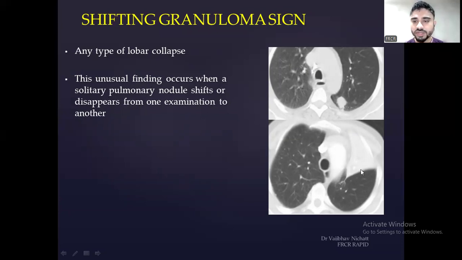So once you encounter any collapse, so this is a left upper lobe collapse. Now in this area, you cannot see any granuloma. The granuloma might be within the collapsed lung segment, or you can also see shifting of the granuloma. On the basis of the CT scan, it is difficult to identify where the major fissure is. This may be still in the apicoposterior segment of the left upper lobe. So after the collapse, you are not able to see the granuloma. Okay, so this is shifting granuloma sign.